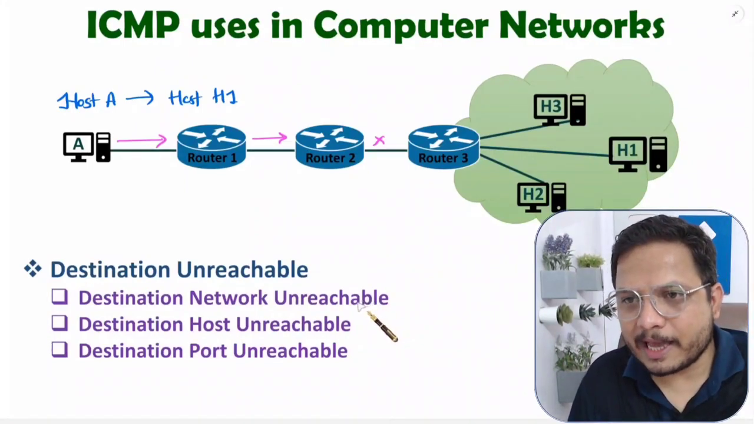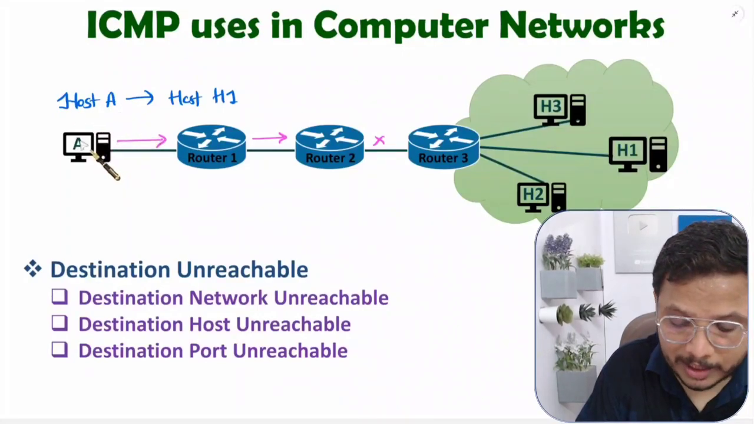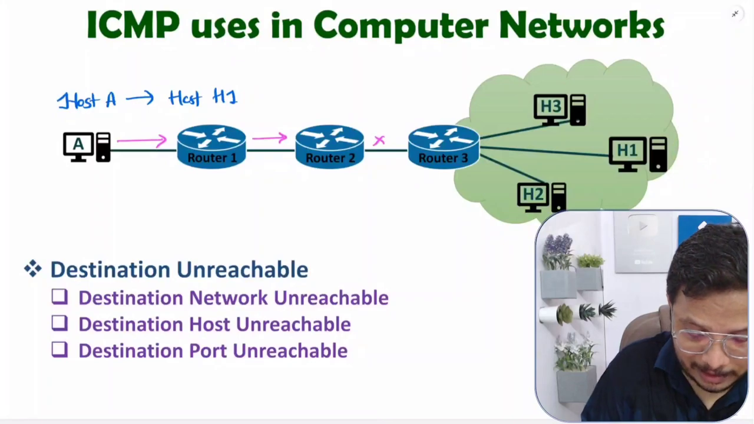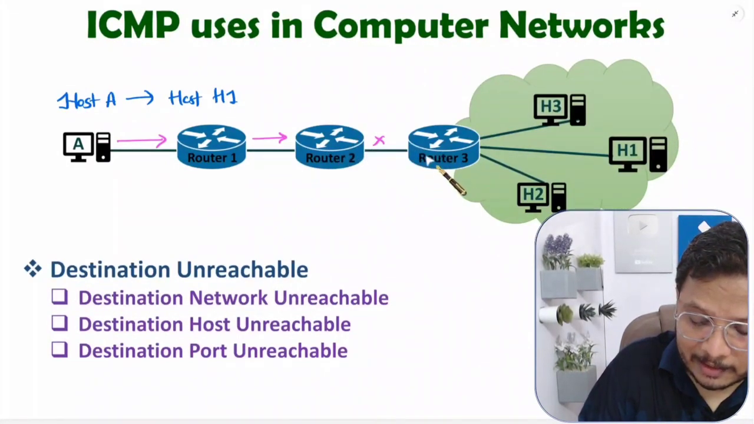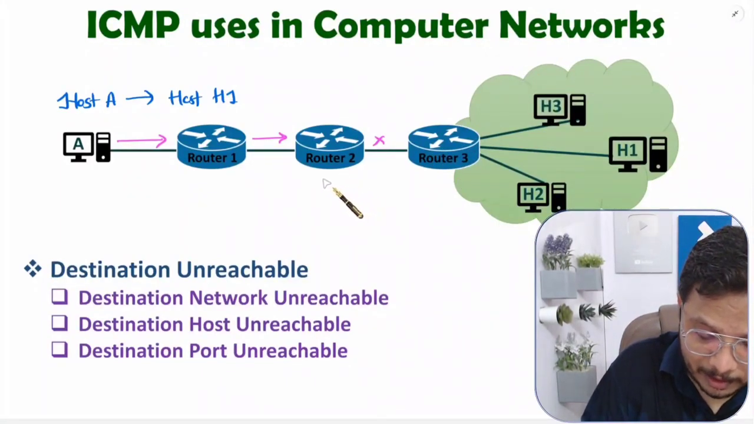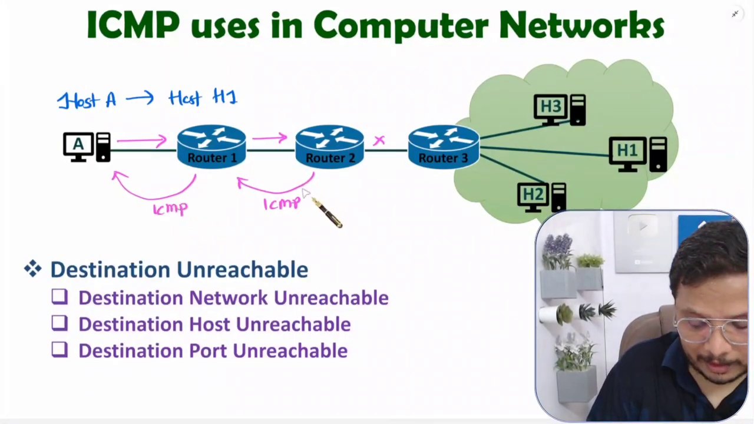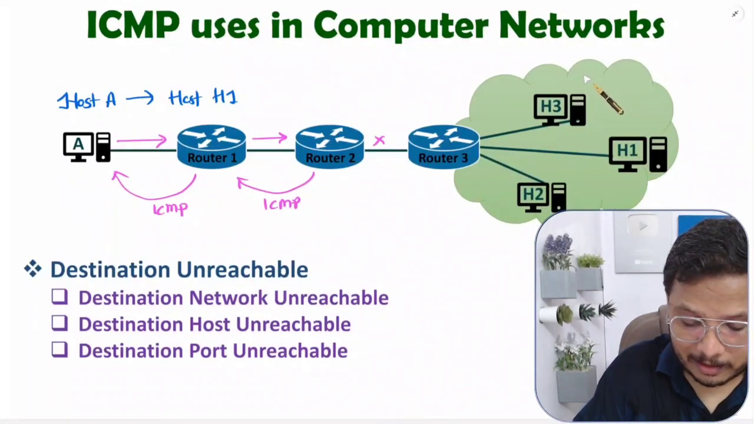I'll show you that in Wikipedia even, but right now you just understand this. See, as if you want to communicate from host A to host H1, and as if this network is unreachable, then this router 2, you see, is finding this router 3 is not reachable. So it will forward ICMP packet like this. And in ICMP packet, it will mention this network is unreachable, right?